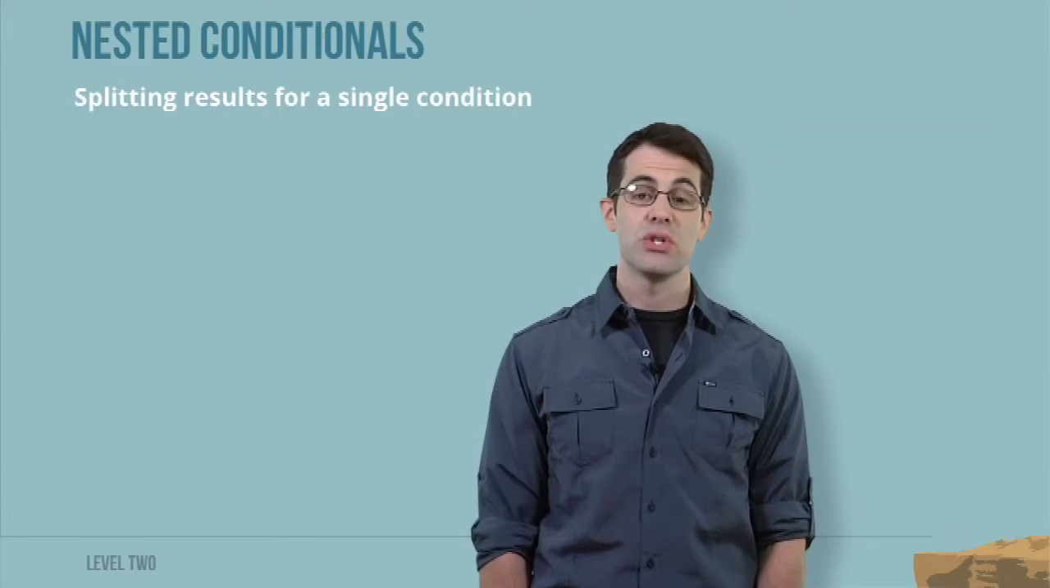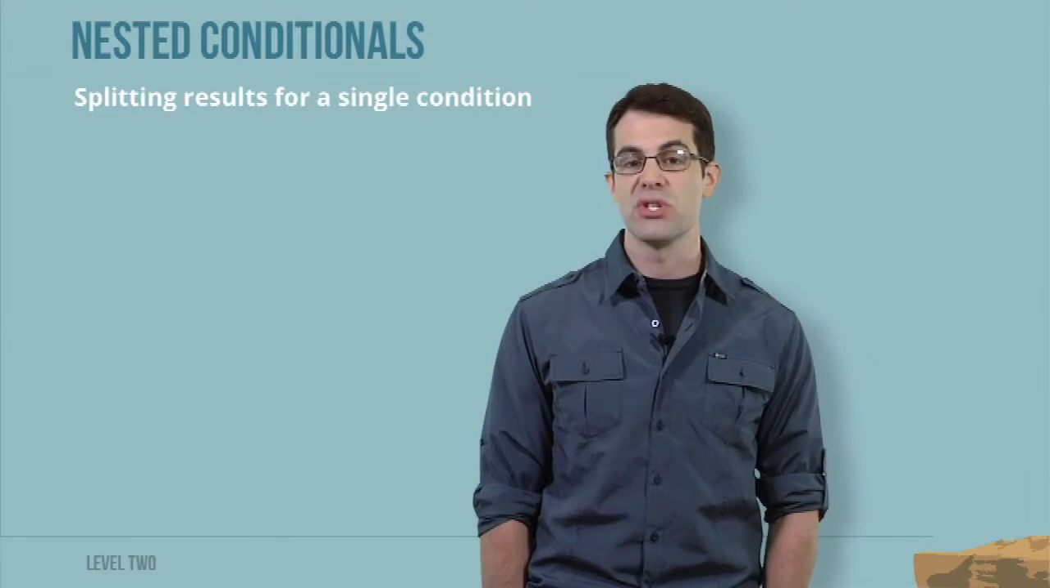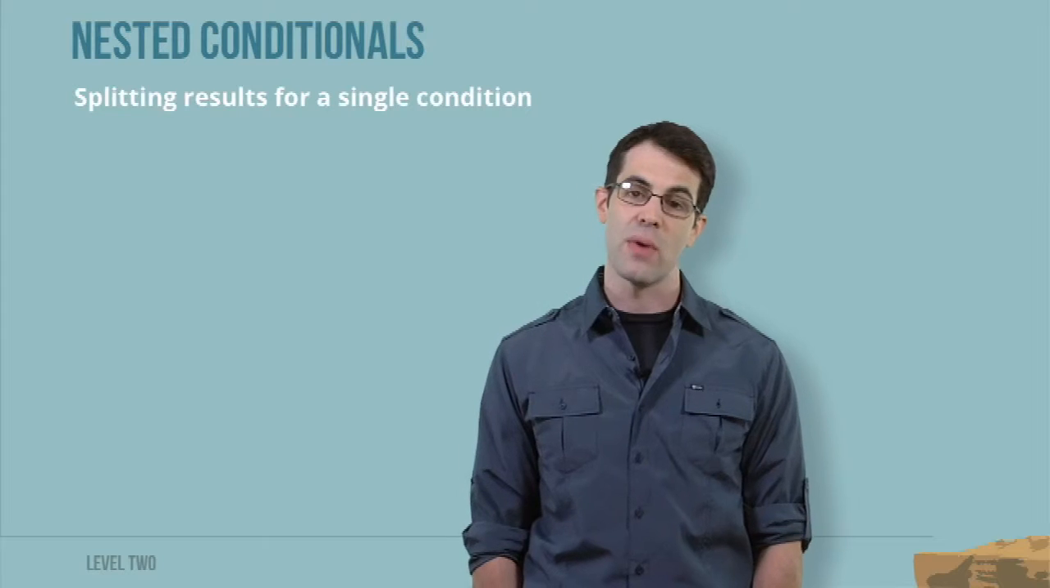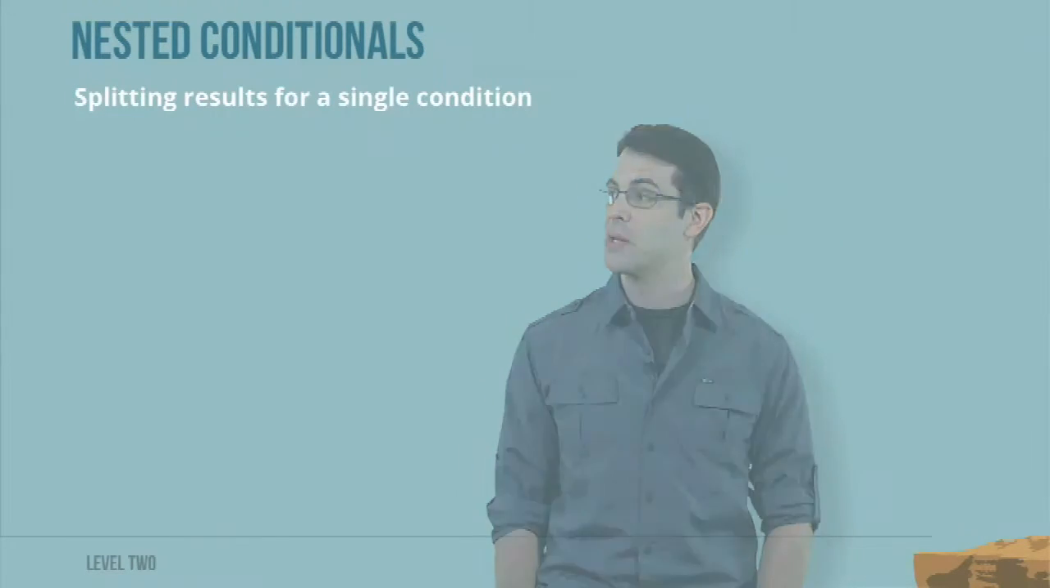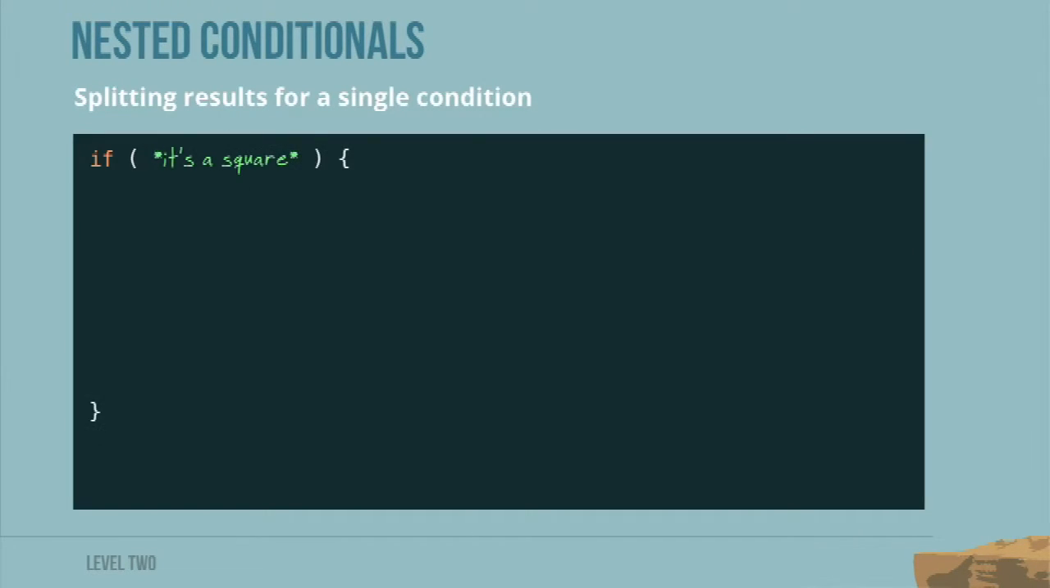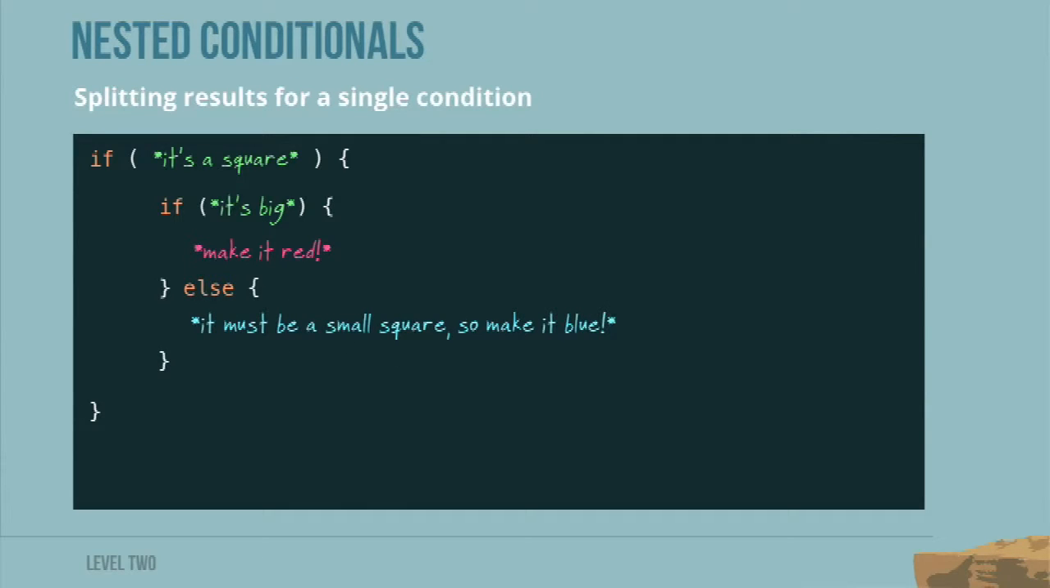How can we do that in pseudocode? How can we make the decision as to whether a shape should be colored red, blue, or purple? Well, we know that if it's a square, we should check whether it is big. If it is big, we want to make that square red. Now, if it is not big, we will move straight into the else block, which means it must be a small square, and so we should make it blue.